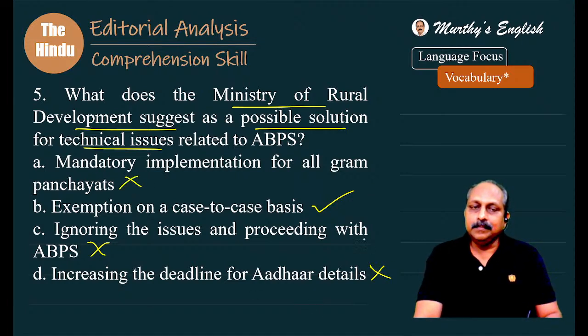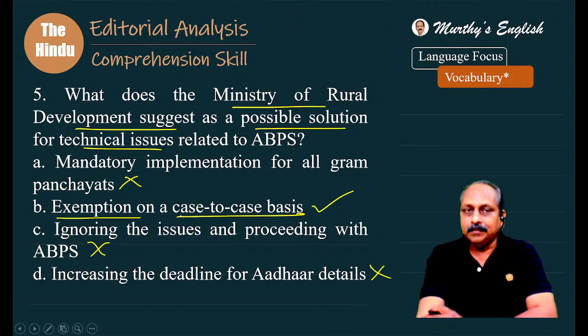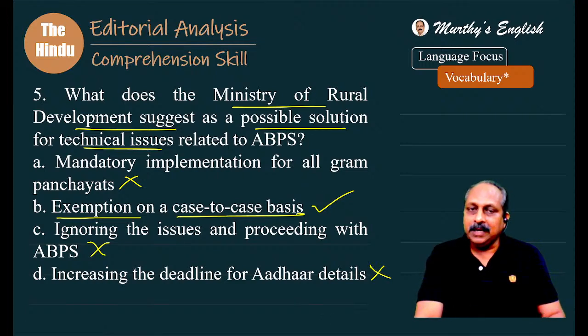Answer is B, second option. No, no, no. Not mandatory implementation. Exemption on a case-to-case basis. Same wording has been used. Possible solution is what? Exemption on a case-to-case basis. Not A, it is B. How come you guys have chosen that? For the solution suggested, again, you have to go back.